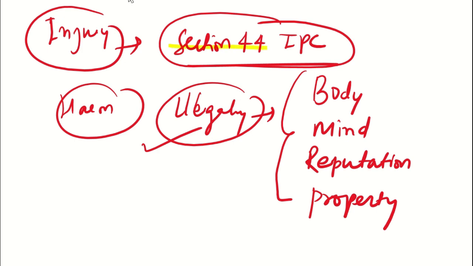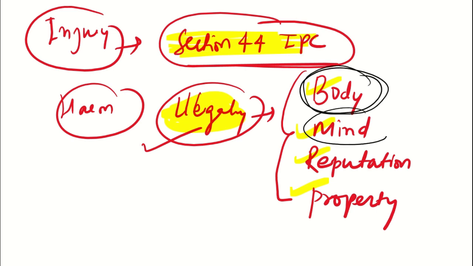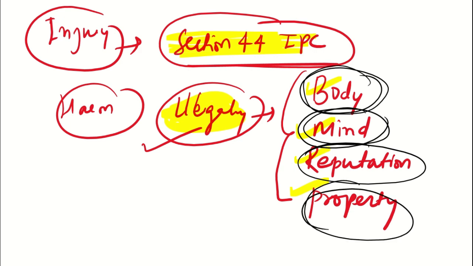Penal Code. This section 44 defines injury as any illegal harm in terms of body, mind, reputation and property. So remember, there is a physical as well as a mental component. Okay, this is the bodily harm, mental harm, reputational trauma or harm, or loss of any property in any manner, which is covered under the definition of injury.